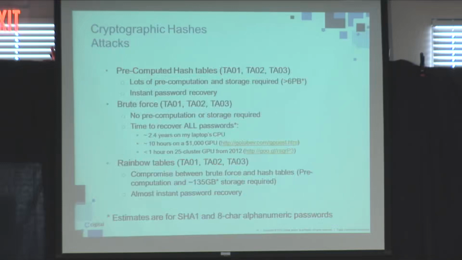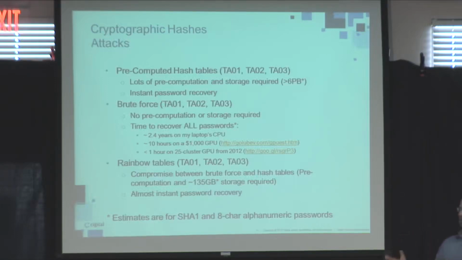There are 3 different types of attacks that we're going to talk about here: pre-computed hash tables, brute force attacks, and rainbow tables. These are attacks against storing just cryptographic hashes of your passwords. So what are pre-computed hash tables? It's the naive approach of guessing all possible passwords and storing the passwords and their hashes. Lots of pre-computation, lots of storage required. For SHA-1 hashes and 8-character alphanumeric passwords, a hash table of every single one of those passwords would be greater than 6 petabytes of storage. So really unreasonable.